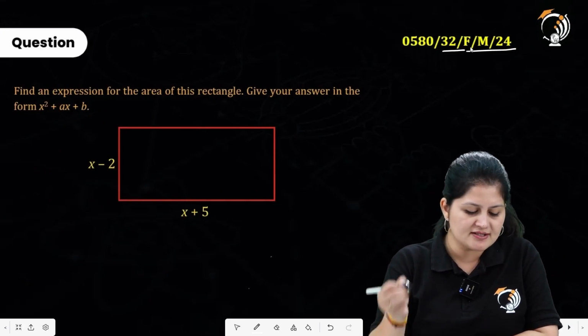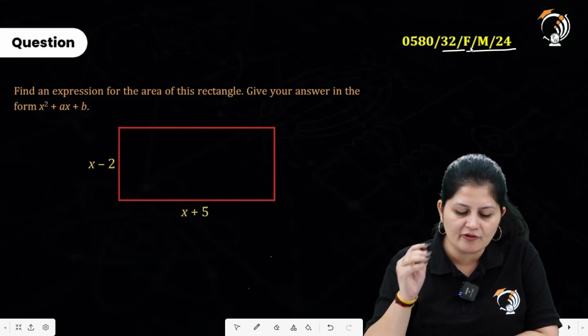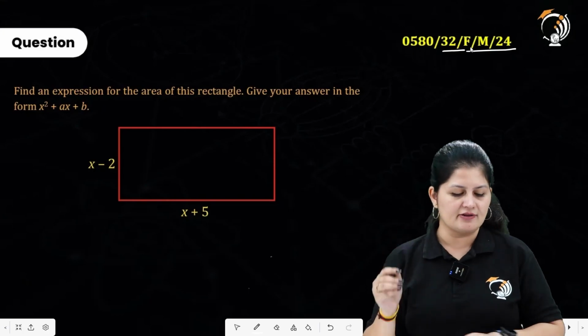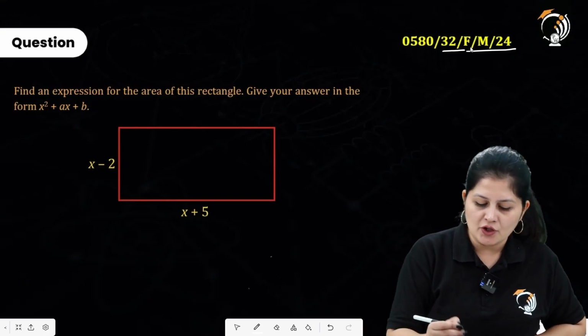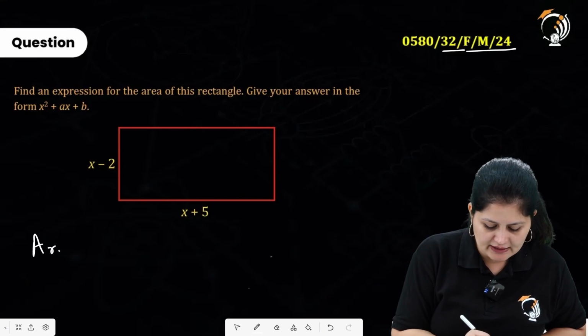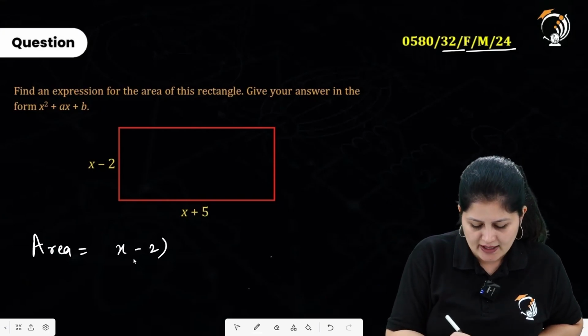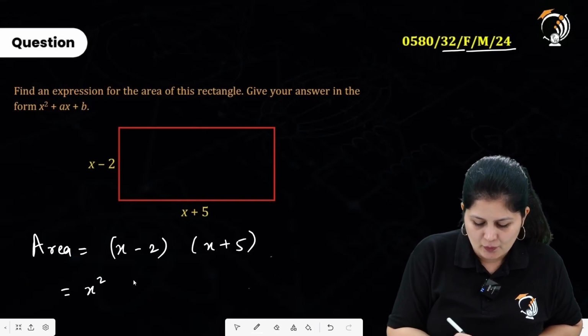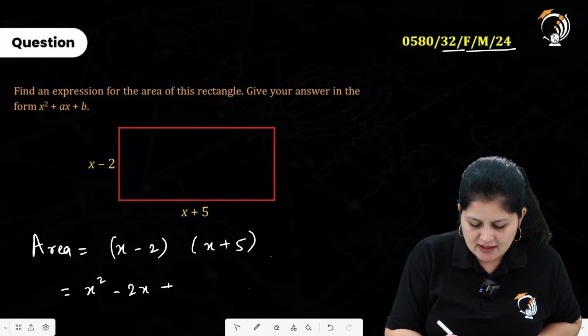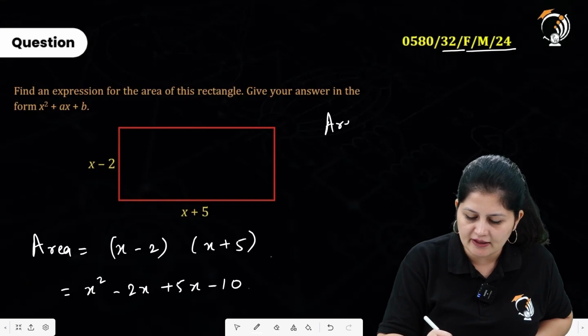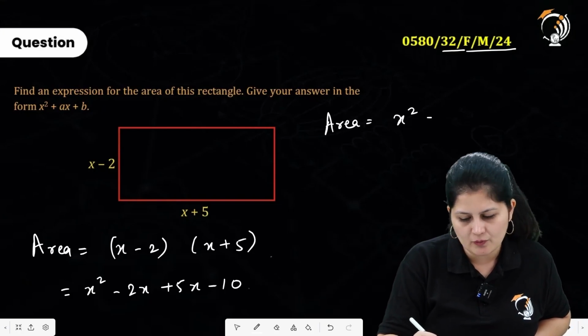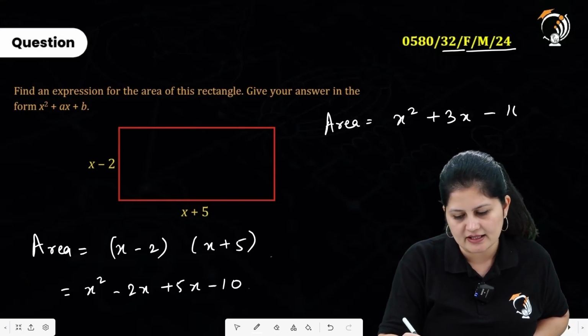Moving to the next question, which is from the paper of February March 24, variant 3-2. The question says find an expression for the area of the rectangle. Give your answer in the form x square plus ax plus b. We know that the area of a rectangle is length multiplied by breadth. So that is x minus 2 multiplied with x plus 5. So this is x square minus 2x plus 5x minus 10. So the area here is x square plus 3x minus 10.